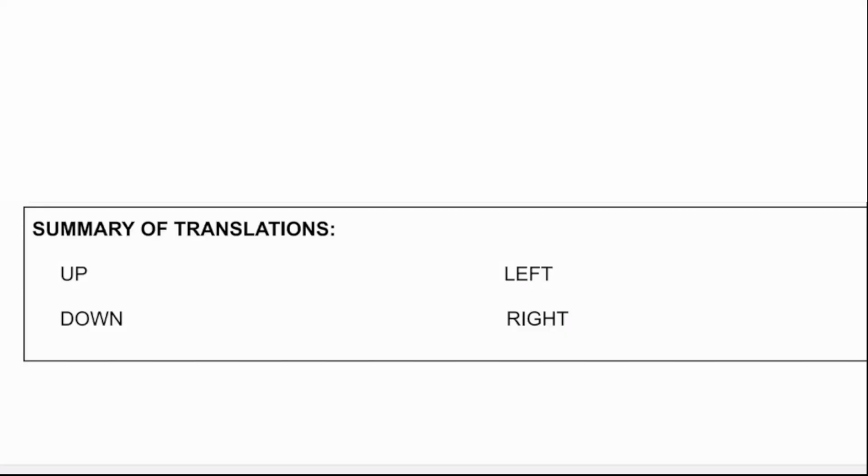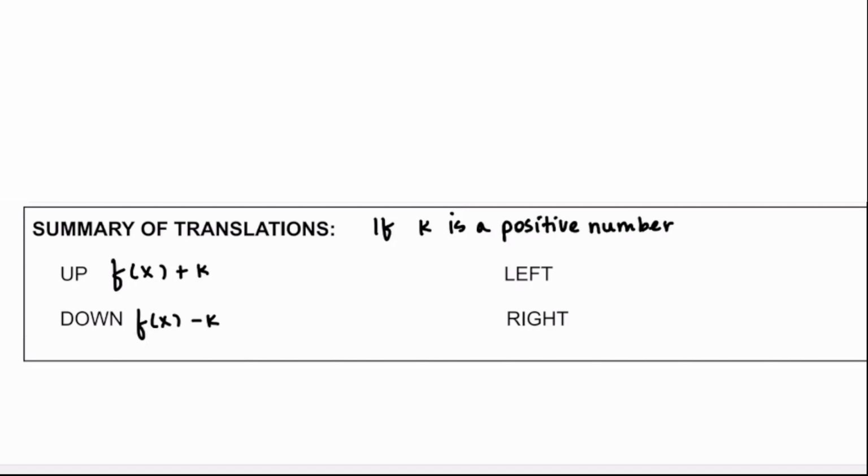So to summarize our translations, I might say that if k is a positive number and I want to take a graph of f of x and shift it up k units, I'm going to add k on the outside. If I want to shift down k units, I'm going to subtract k on the outside. Okay, if I'm going to be shifting left and right, that's going to be adding or subtracting on the inside. So if I'm going to the left, I'm going to be replacing x with x plus k in parentheses, adding k on the inside, and shifting to the right is going to be subtracting k on the inside, taking the formula for f and replacing it with x minus k in parentheses.